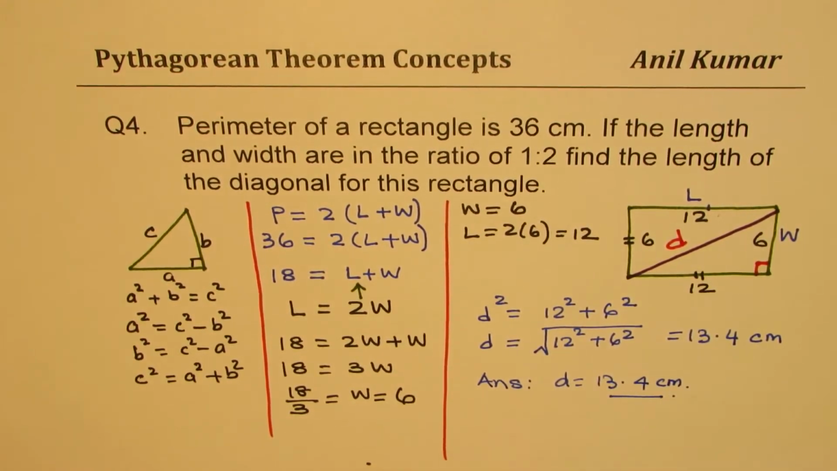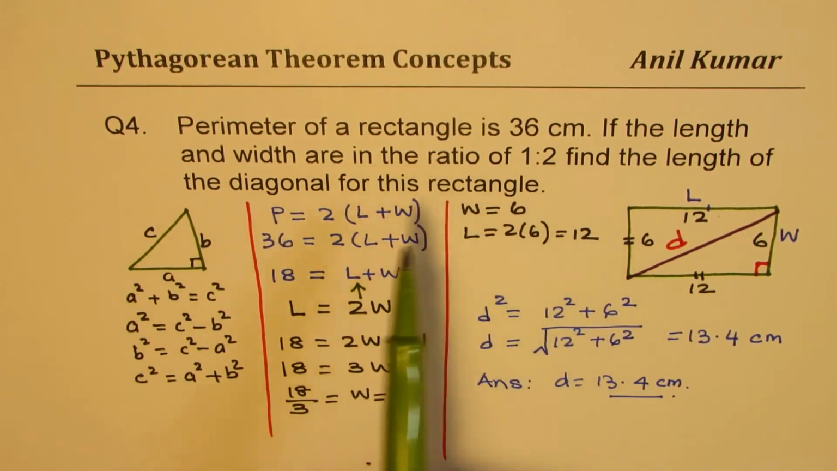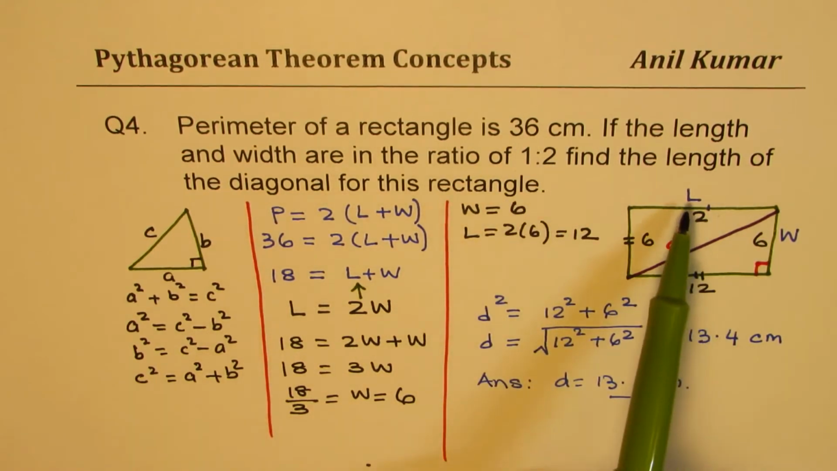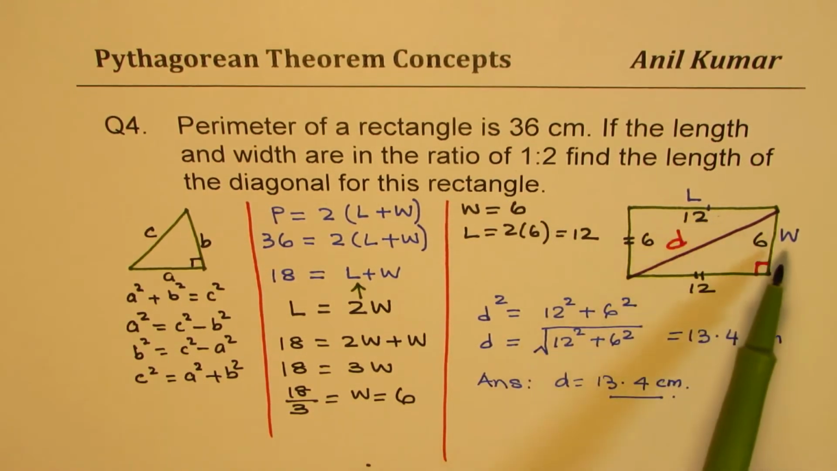Correct? So I hope you understand how we did it. Now there are a few steps which are very critical to understand. One is that when we say the perimeter is 36, then half of the perimeter is the sum of length and width, right?